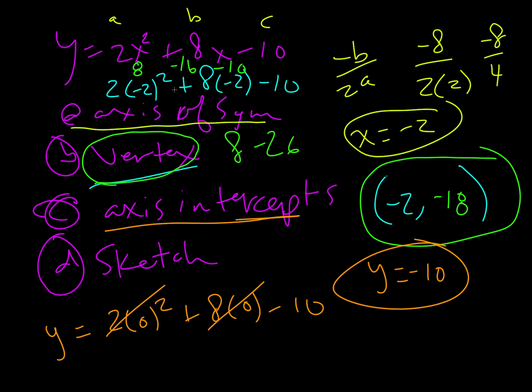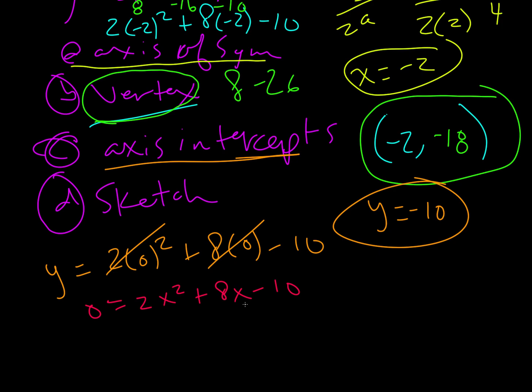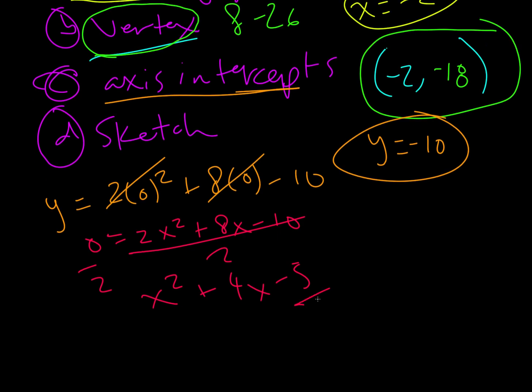Now to find the other one, we're going to have to use the quadratic formula. So I'm going to plug in 0 for y. And let's see, these are all divisible by 2, so I'm going to divide everything by 2. So x squared plus 4x minus 5. Actually, we can probably just factor this. So 1 and 5.